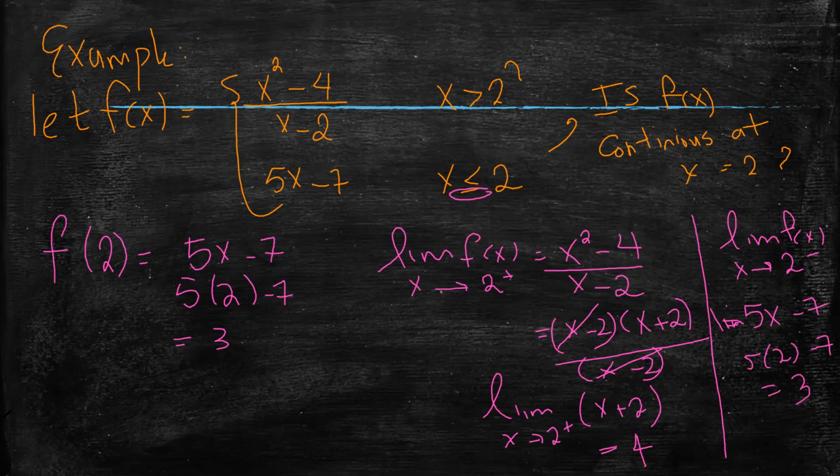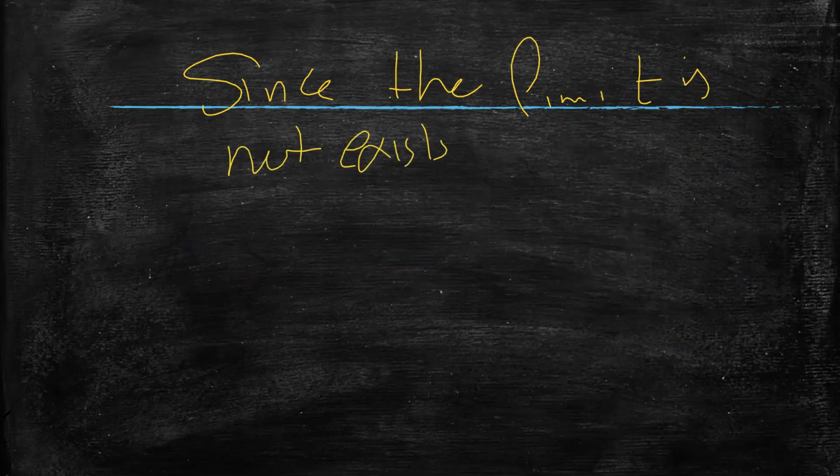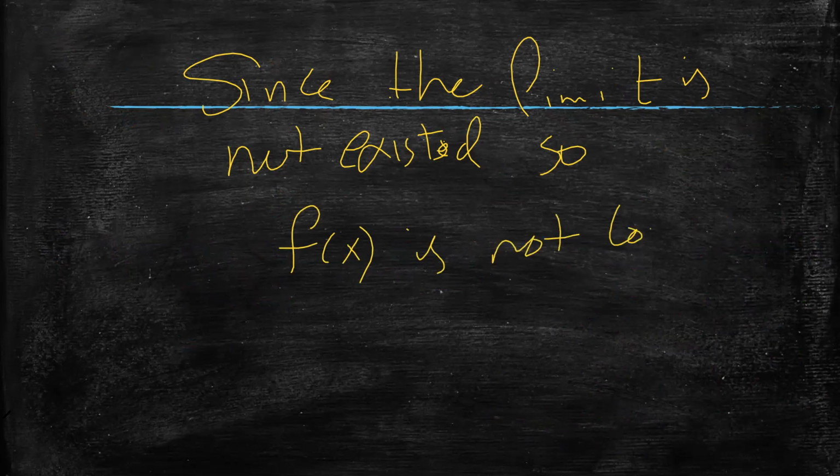Now, is the limit from the right equal to the limit from the left? No. Since the limit does not exist, I will say here now that since the limit does not exist, the function f of x is not continuous at x equal to 2.